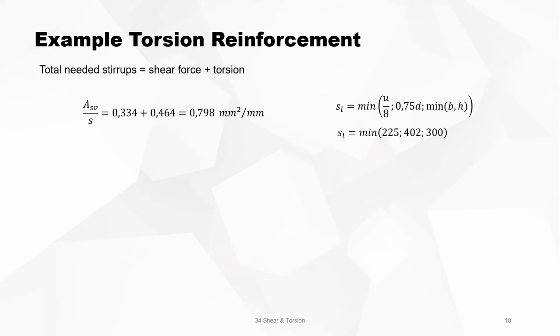In choosing the stirrup reinforcement, we must take into account the maximum distance that the stirrups can have. The maximum distance for the shear force is 0.75D. For the torsion, it's U over 8, and it's always the minimum of B and H, the width and the depth of the section. So we see that the minimum distance is 225.